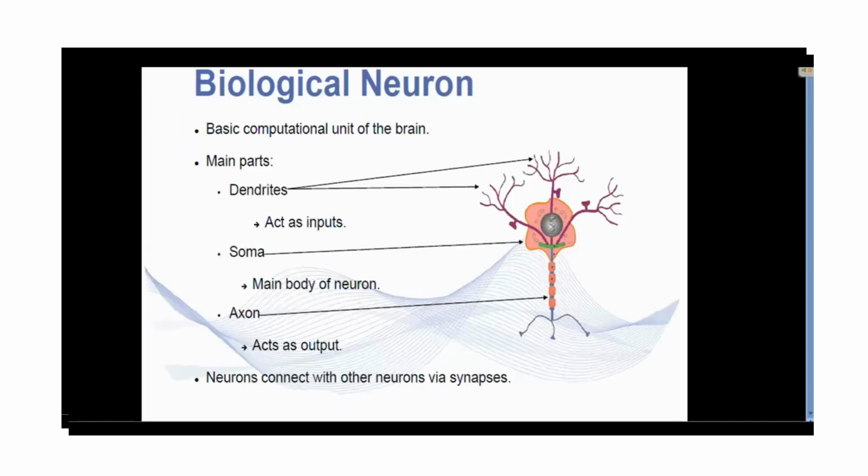As shown in the diagram, we can see a biological neuron. In this neuron, you can observe the biological terms: dendrite as input, soma as the body of the neuron, and axon as output. No need to remember these biological terms. Just remember that our neuron is taking input. That input will be processed and it will generate the output.